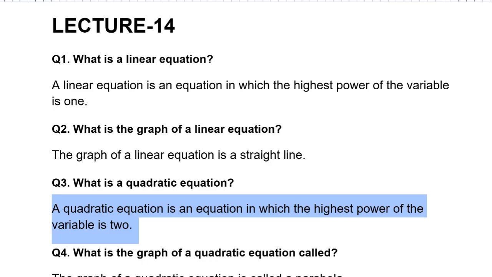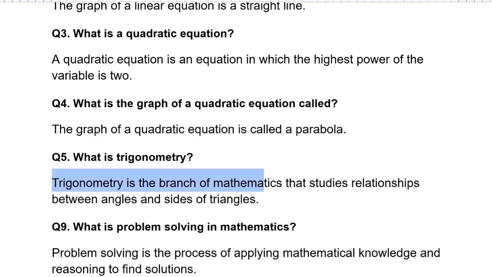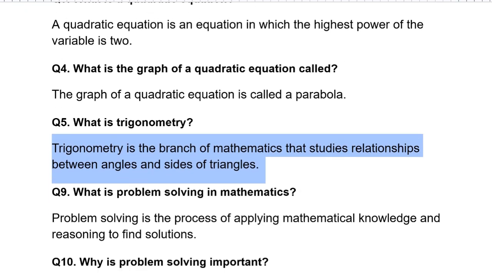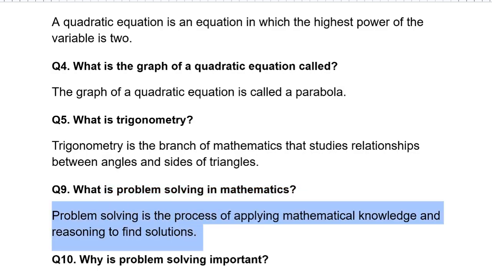What is the graph of a quadratic equation called? The graph of a quadratic equation is called a parabola. What is trigonometry? Trigonometry is the branch of mathematics that studies relationships between angles and sides of triangles. What is the problem solving method in mathematics? Problem solving is the process of applying mathematical knowledge and reasoning to find solutions.